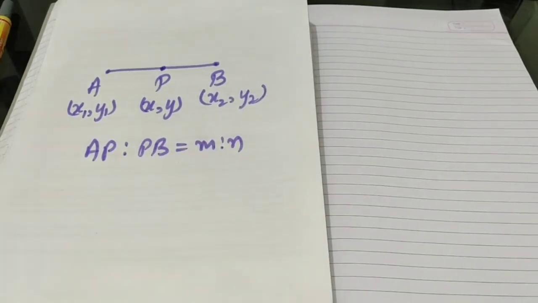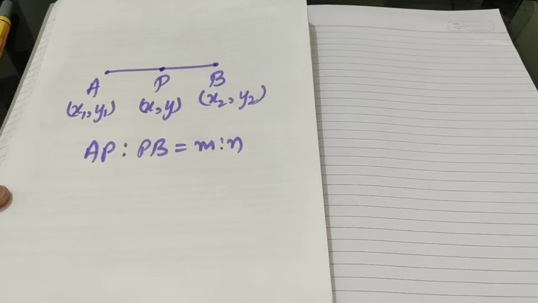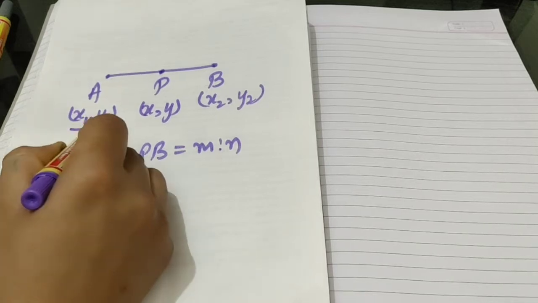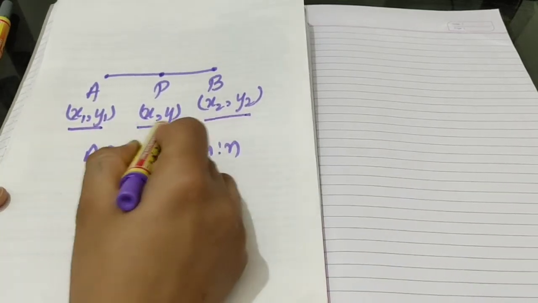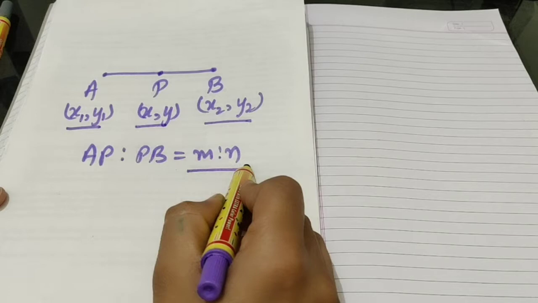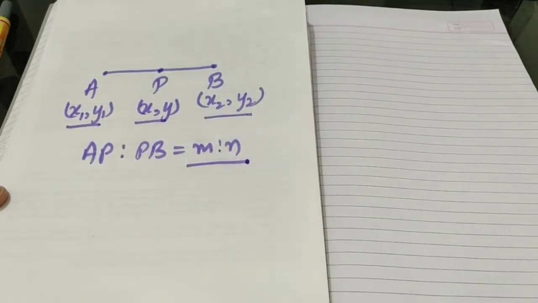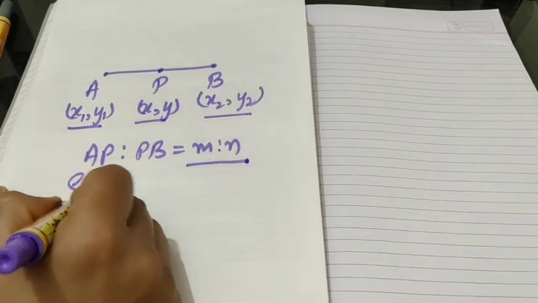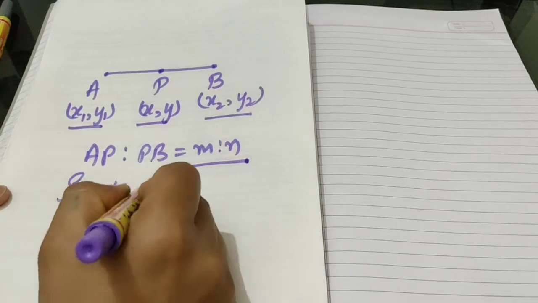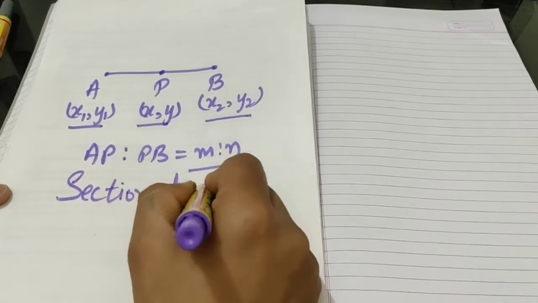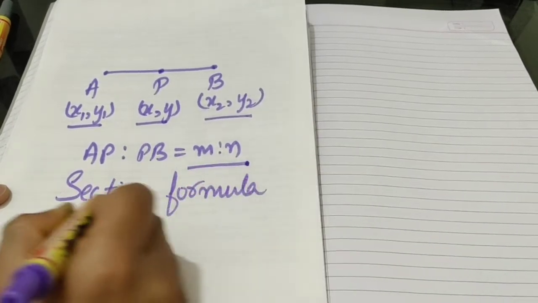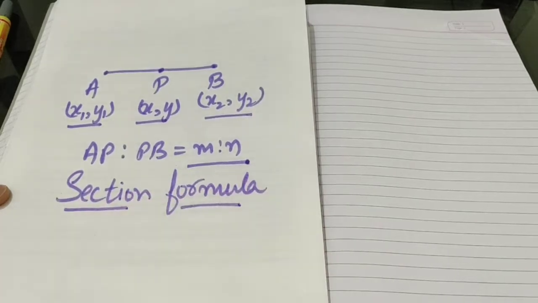And students, by using the application part of coordinate geometry, we can find the relationship between x1, y1, x2, y2, x, y and m and n. And this relationship is given by the section formula. So today our topic is the section formula.